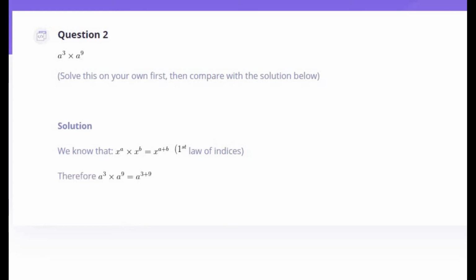So applying that to our question, a raised to power 3 times a raised to power 9 is going to be equal to a raised to power 3 plus 9, and that will give us a raised to power 12, and there you have your answer.